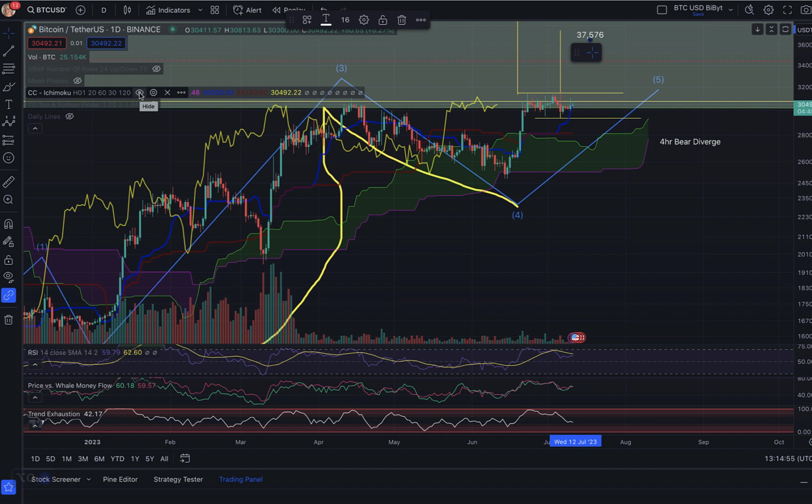So what we want to see is the baseline, which is red, under the blue line, which is the conversion line. To the left, this yellow line here, that's the lagging span. We want to see it above the cloud. We want to see it above the price action. We had a cross right here. We've got green ahead of us, because this gives us a little bit of a clue as to what direction we're going in the future.